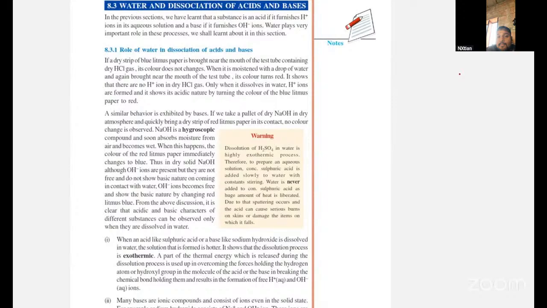Got it, guys? Okay, dry HCl is not acidic unless moisture is there. Yes, Jashram. When it is moistened with a drop of water and again brought near the mouth of the test tube, its color turns red. It shows that there are no H plus ions in dry hydrochloric gas. Only when it dissolves in water, H plus ions are formed, and it shows its acidic nature by turning the color of the blue litmus paper to red.